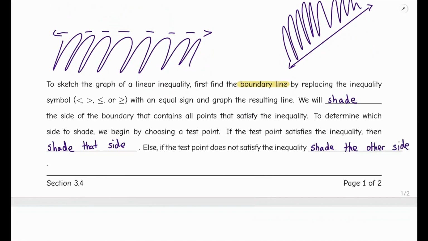Now, you may have been taught in high school if the inequality is greater than, shade above. If the inequality is less than, shade below. Unfortunately, that only works in very specific cases, which are usually the only cases they give for homework in high school, which is why that rule works. In general, though, that rule does not work, so you do need to do a test point.